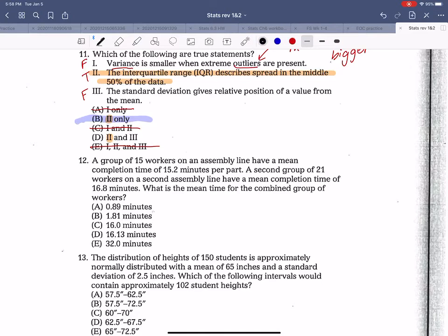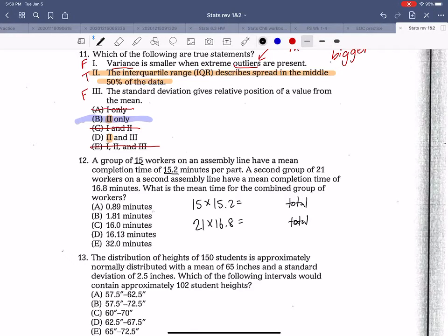All right, number 12. A group of 15 workers are on an assembly line. They have a mean of 15.2. So even if you don't know their individual numbers, we know their total time if we multiply them. Then it says a second group of 21 workers has a mean completion time of 16.8. So we could figure out their total time if we multiplied them. We can't figure out the individual times, but we know their total time should be how many there are times their average. What is the mean time for the combined group of workers?